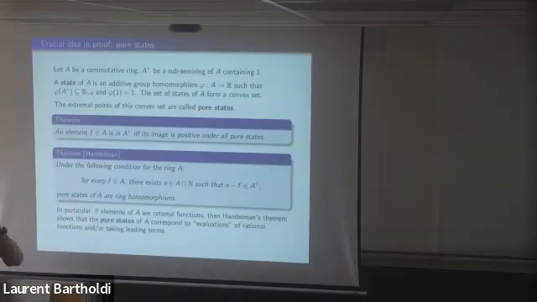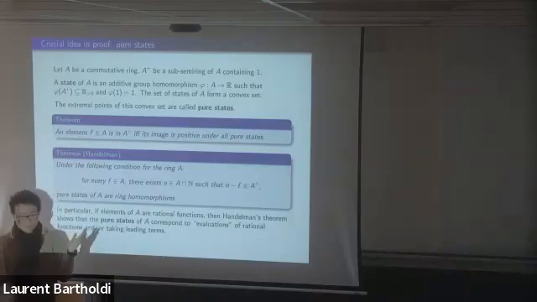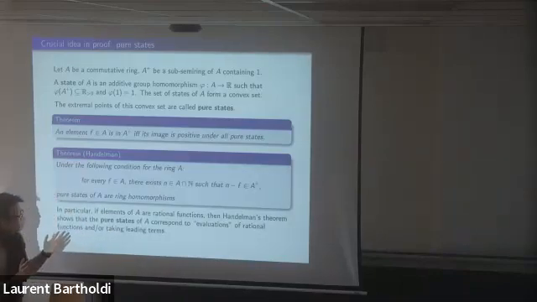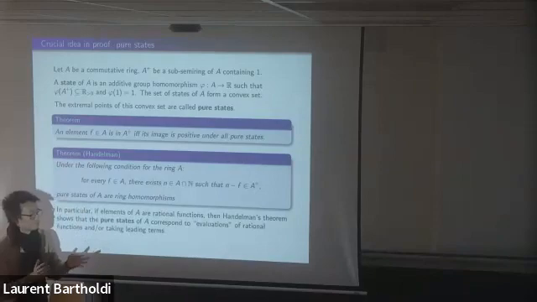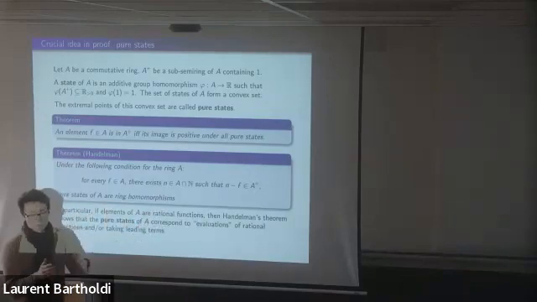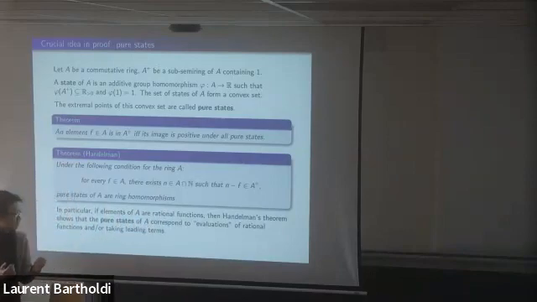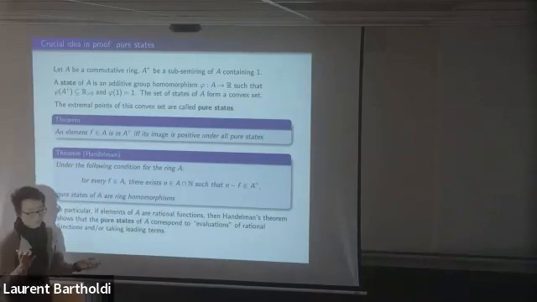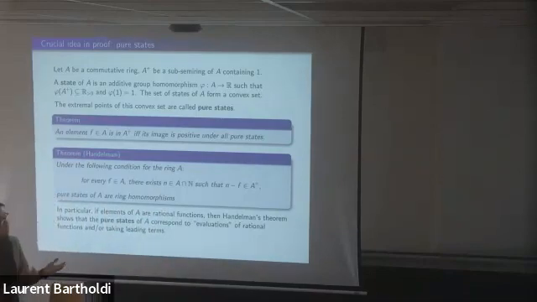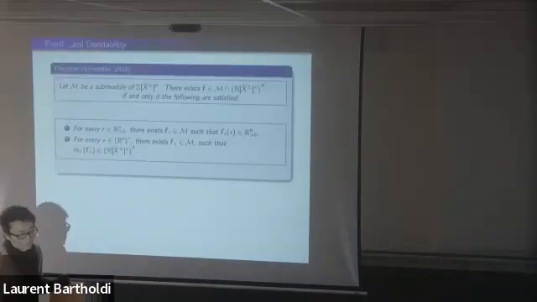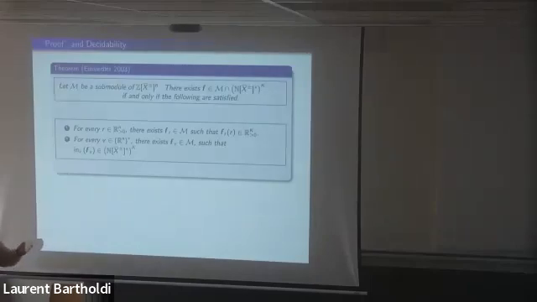And if you think about it, if elements of A are just rational functions, then the pure states of A are ring homomorphisms, but from A to R. So essentially they correspond to evaluations of these rational functions at reals, or taking leading terms, meaning that you can evaluate the rational function at infinity. So this is already quite similar to what we wanted to prove. So indeed, that's the main idea of proving this local-global principle.